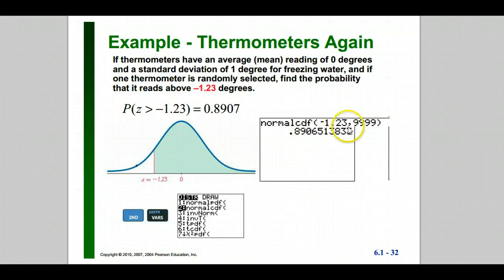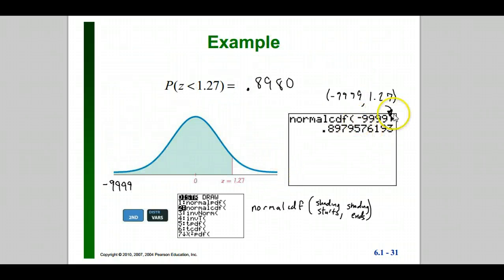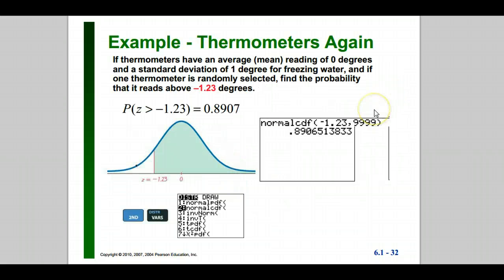What you can think of these two numbers that go in your normal CDF as are, where does the shading start? It starts at negative 1.23. Where does it end? It doesn't end, so we just put 99999. On the other one, where does the shading start? It starts at negative 99999. Where does the shading end? It ends at 1.27. If you think of it that way, it makes it easier to plug in the number. And get in the habit of sketching a bell curve every time you do a problem like this. I do. Every time I do one, I sketch a bell curve.